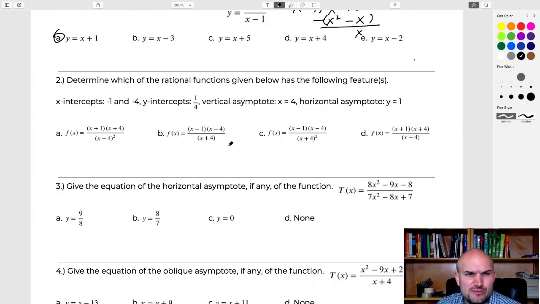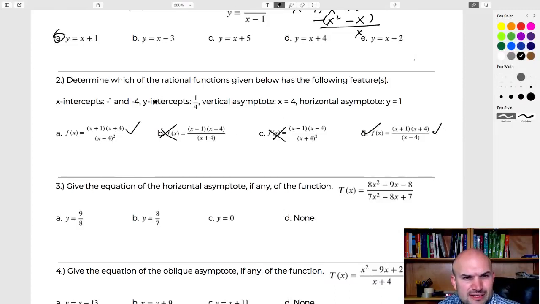Next example says, determine which of the rational functions given below has the following features. X-intercepts, -1 and -4. So that means the numerator is going to equal -1 and -4. So if I were to set each of these numerators equal to 0, I would have x equals -1 and x equals -4. So that one works. That one doesn't. That one doesn't. And that one works.